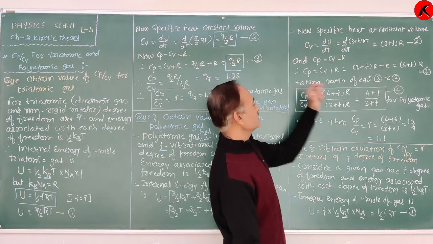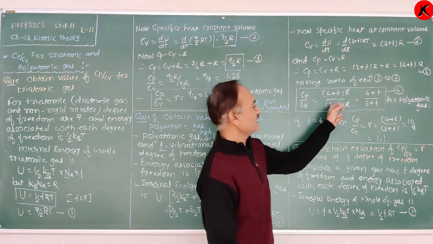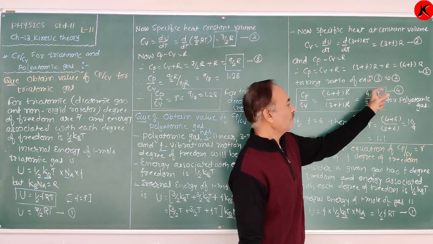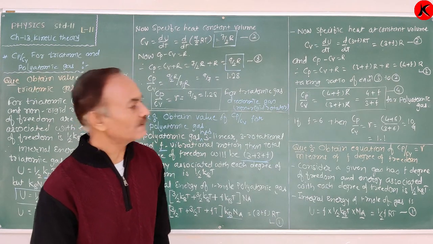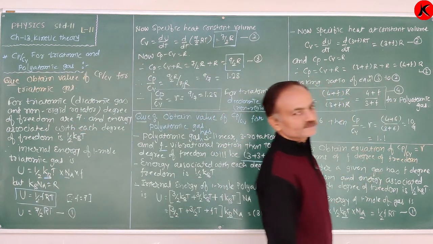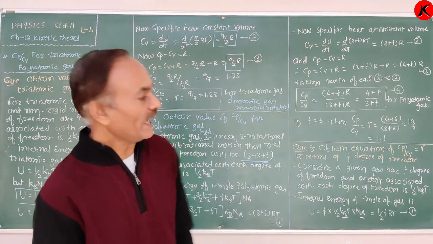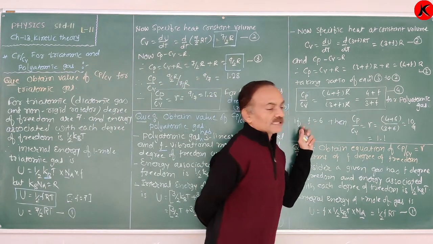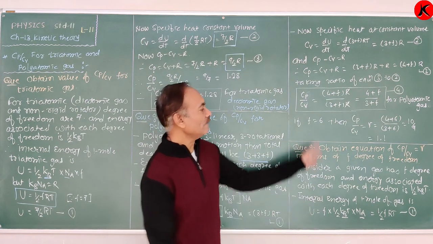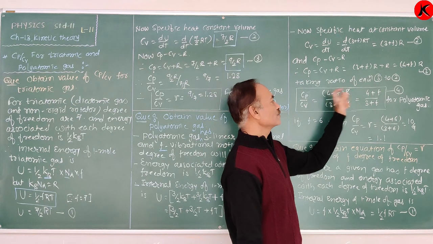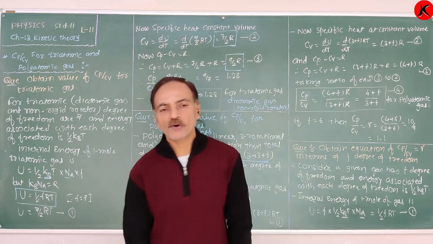Taking the ratio of Cp and Cv, Cp upon Cv is equal to (4 plus F) into R upon (3 plus F) into R. Cancel R, so (4 plus F) upon (3 plus F) is the ratio of Cp upon Cv for polyatomic gas. Right? Now consider F is equal to 6, that means the molecule of polyatomic gas is made up of 6 different atoms. At that time, Cp upon Cv, gamma, is equal to (4 plus 6) upon (3 plus 6), that means 10 upon 9, that means 1.1.